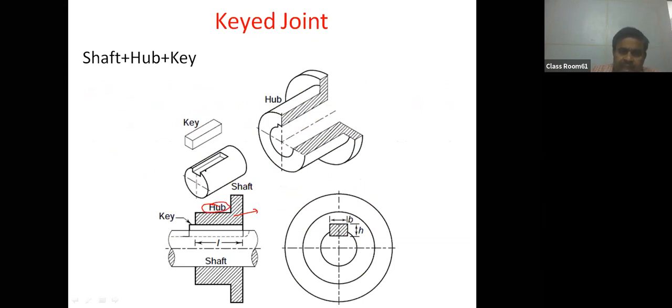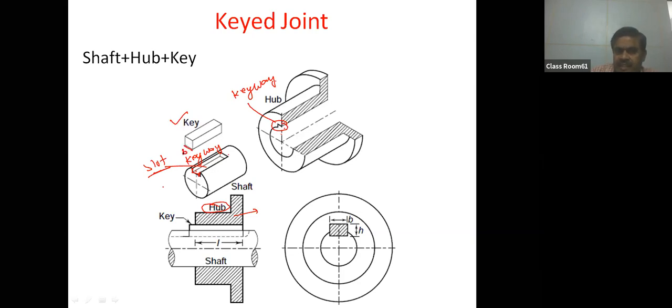So in this diagram, this is the shaft. There is a slot cut on the periphery of the shaft. This slot is known as keyway. This slot has also been cut on the periphery of the hub, so this is also keyway. This is the keyway on the hub, and this is the keyway on the shaft. And in this keyway, we are fixing a key.